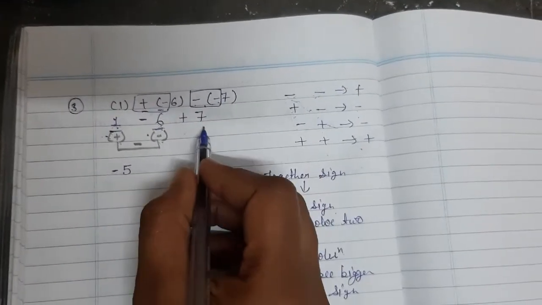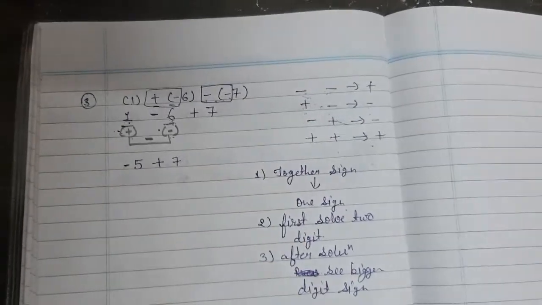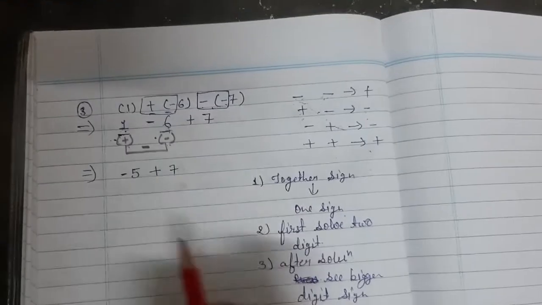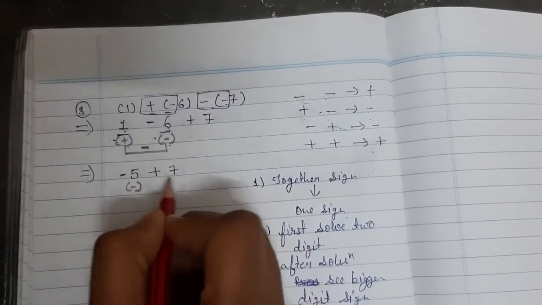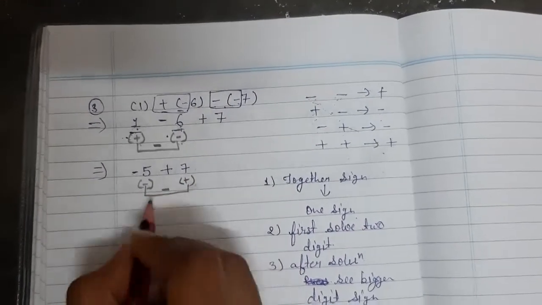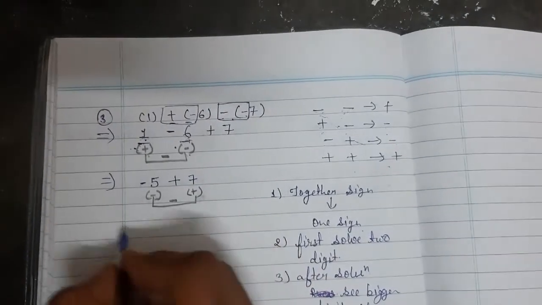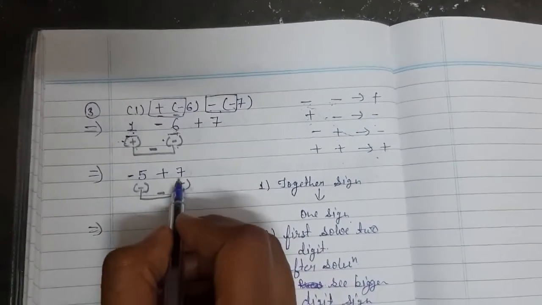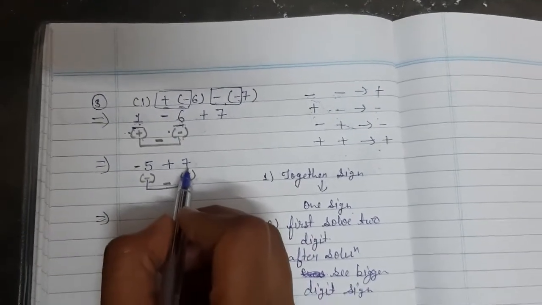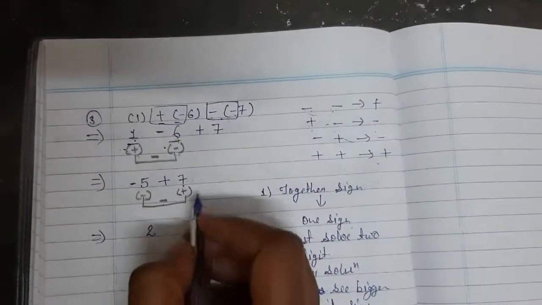Next step, which one have you not solved? This plus 7, so you have to write here plus 7. Same steps again, we have to revise it. This 5 is your negative, this 7 is your plus. So minus plus, minus. Again you have to subtract both the numbers, from bigger to smaller. If you subtract 7 minus 5, then you will get here 2.